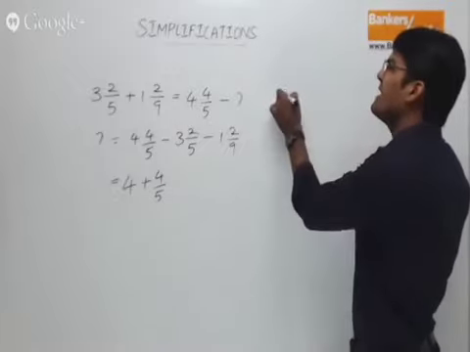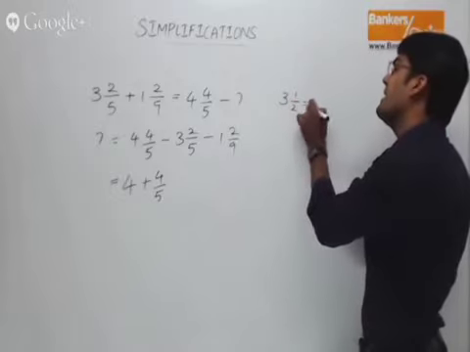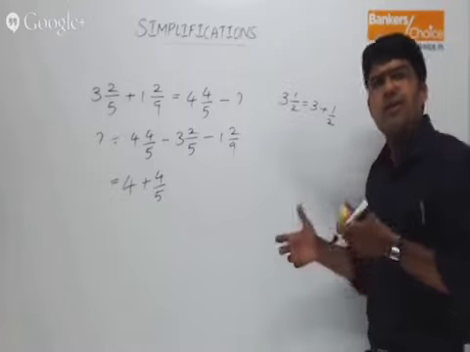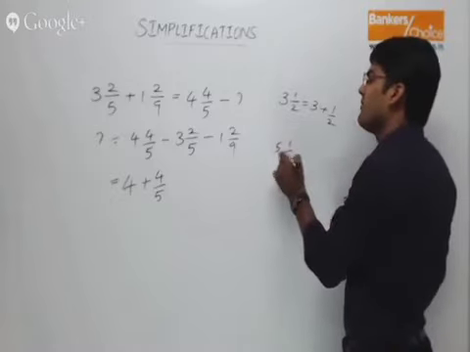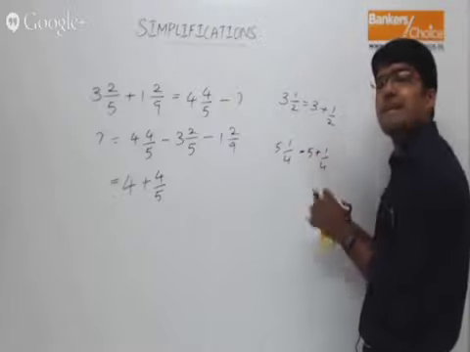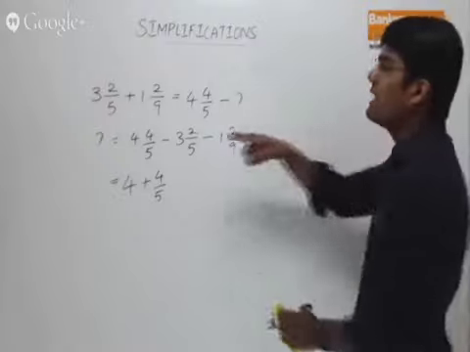For example, what is 3 and a half? What do you mean by 3 and a half? 3 1 by 2. How do you take it? This is 3 plus half. That's the idea, right? Or for example, 5 1 by 4 is 5 plus 1 by 4. So any mixed fraction can be split into the integer part and the fraction part. We'll try to do that for all the given fractions.